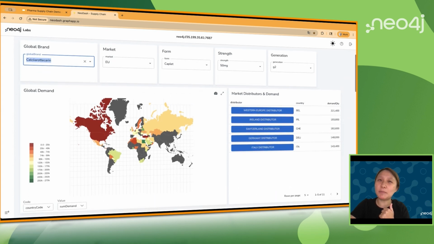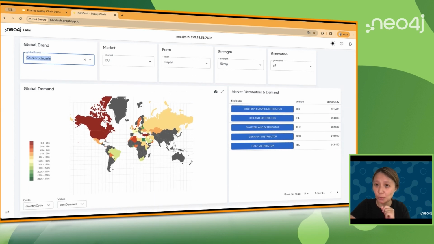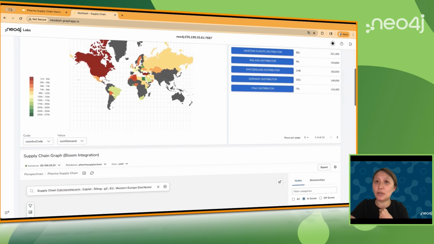If we plot the demand of this particular SKU on the map, we can see a lot of the demand is coming from the European region. We have lots of patches of dark green here. And the distributor with the top demand is the Western Europe distributor. So in this case, I really want to make sure the supply chain reaching that very important distributor is resilient. And this is very easy for me to do when data is modeled in Neo4j.